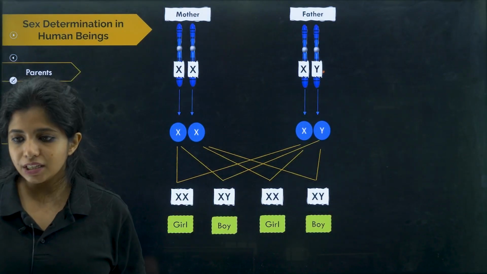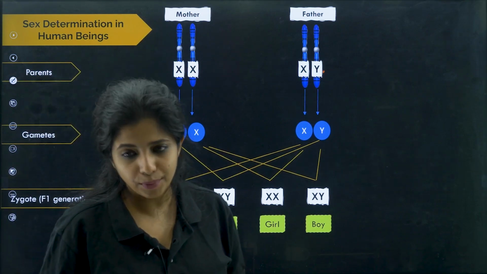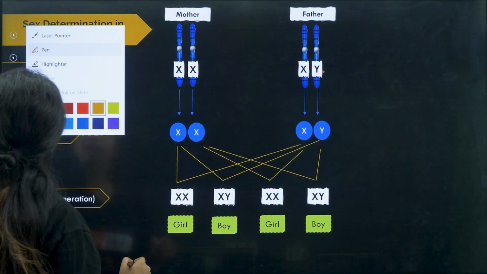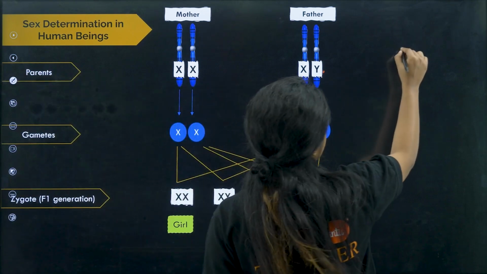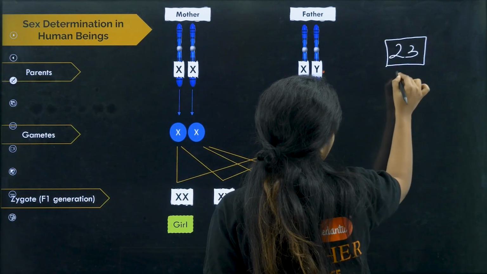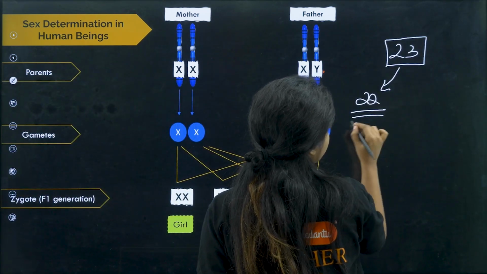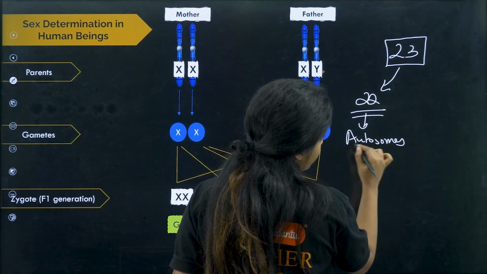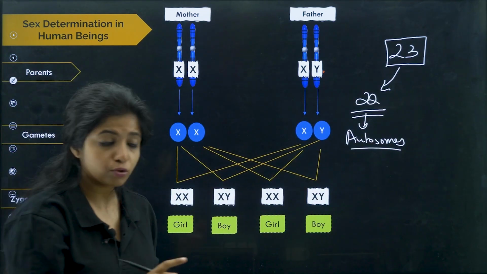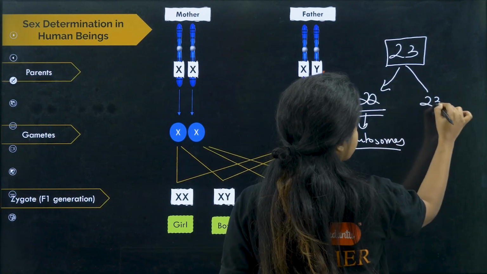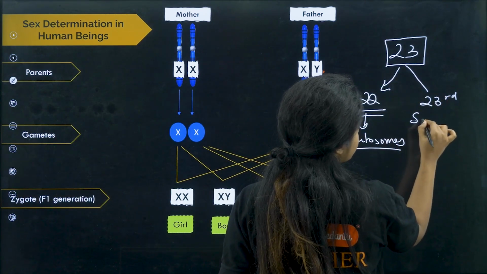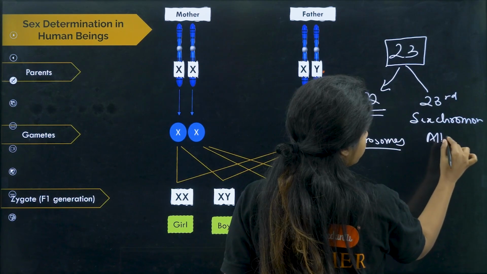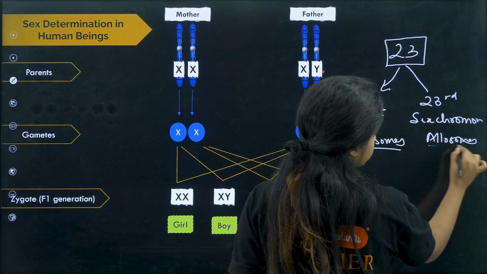Now comes sex determination in the case of human beings. How does this happen? We have 23 pairs of chromosomes, my dear children. Among that, 22 pairs are known as autosomes. The 23rd pair are known as sex chromosomes, or what I call allosomes.